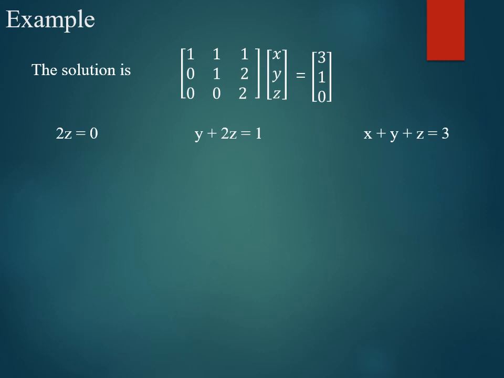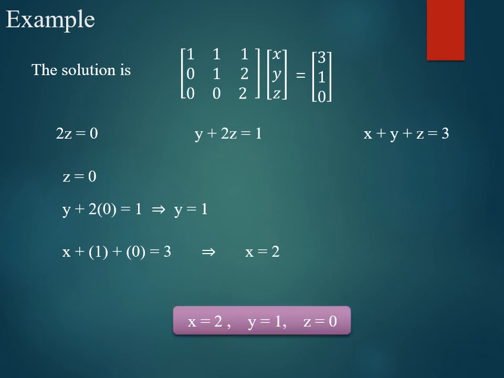So solving the equations, it is x plus y plus z equal to 3, x into 0 plus y into 1 plus 2 into z equal to 1. So y plus 2z is 1, and from the last row we get 2 into z equal to 0. Hence we get z equal to 0. Substituting this z equal to 0 in y plus 2z equal to 1, we get y equal to 1. And substituting these values of y as 1, z as 0, the equation x plus y plus z equal to 3 gives x equal to 2. And thus we get the solution as x equal to 2, y equal to 1 and z equal to 0.